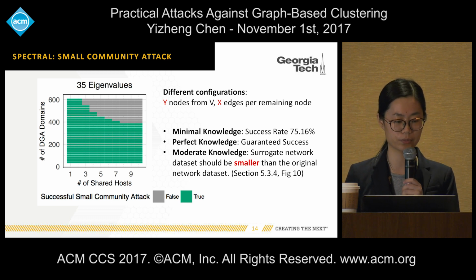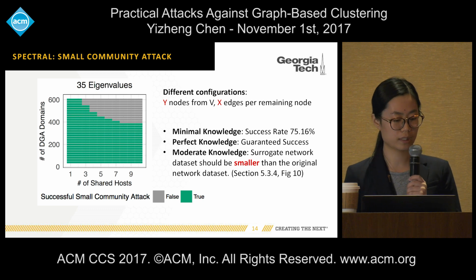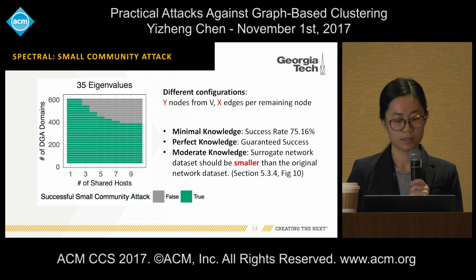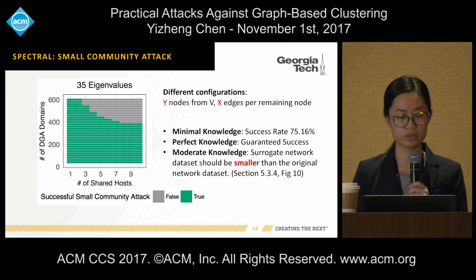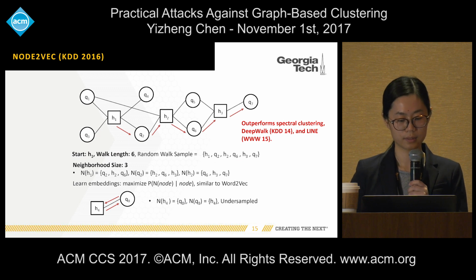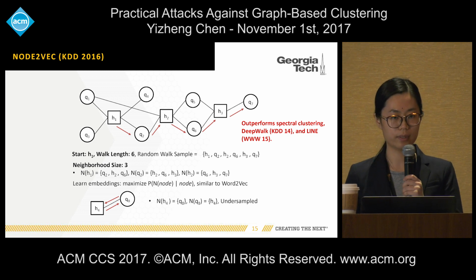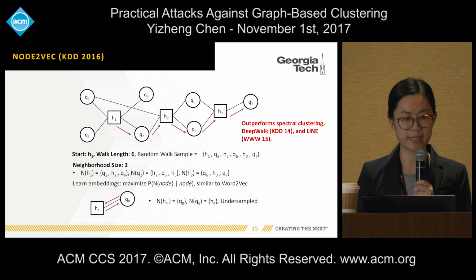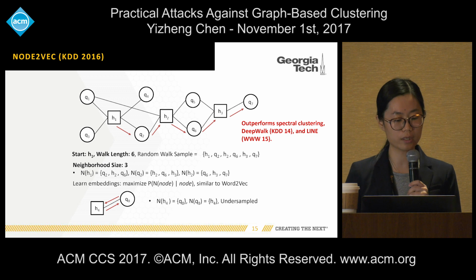because of an undersampling issue. Node2Vec has the novelty of using a node's neighborhood to generate graph embeddings. In order to explain the undersampling issue, let's look at how it works first. The node neighborhoods are generated as follows. If we start from this node H1 to do a random walk of length 6, we might go through these nodes. And this gives us a random walk sample of length 6. Now within this sample, if the neighborhood size hyperparameter is set to 3, then every 4 consecutive nodes construct a neighborhood observation. These will be a neighborhood observation of 3 nodes for the first node.